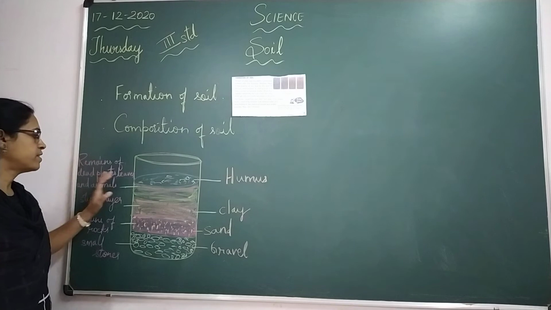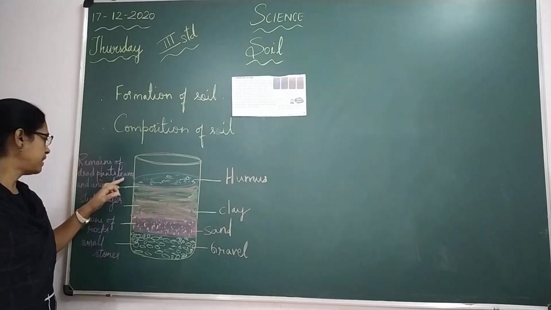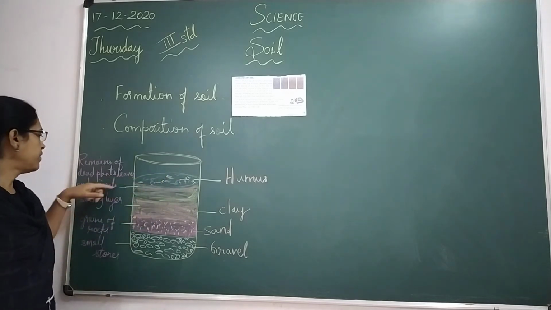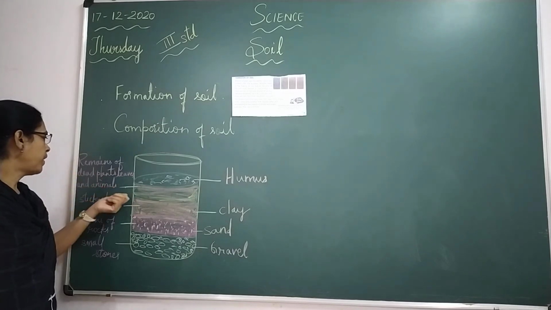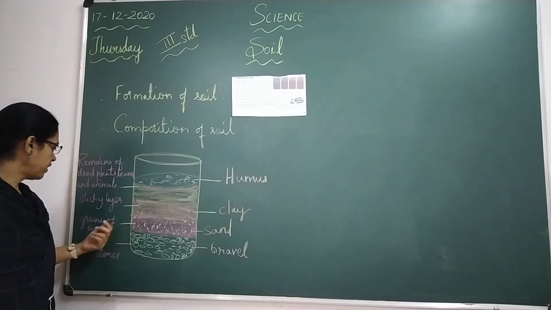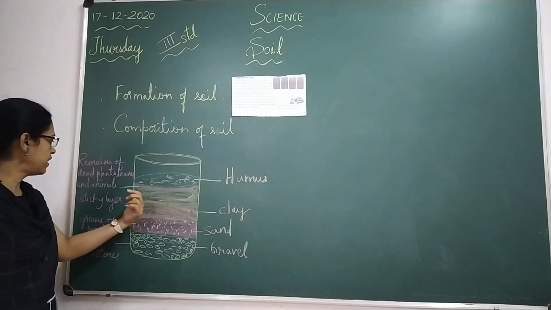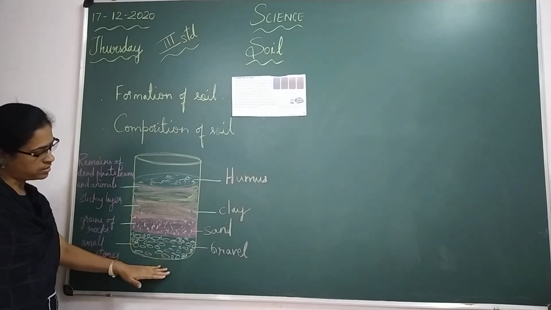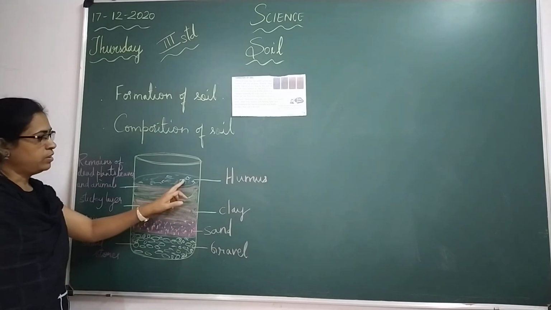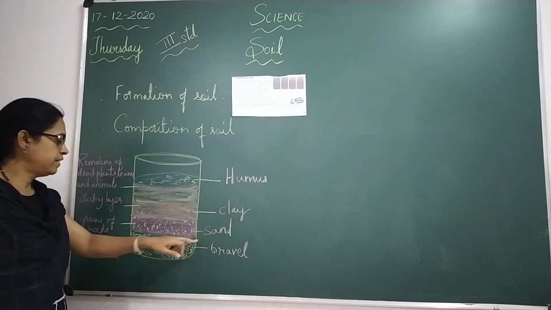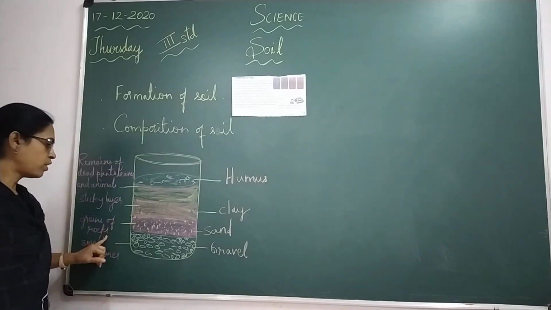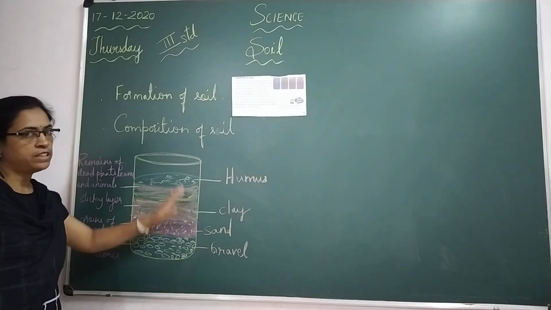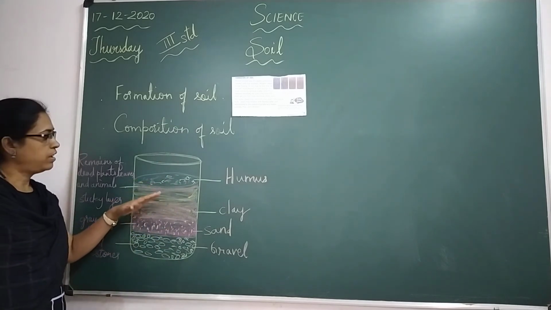In that you can observe the remains of dead plants, leaves and animals, and also a sticky layer. The first layer is the remains, the second layer is the sticky layer, and the third layer is grains of rocks, and small stones settle down in the glass jar. So that is humus, clay, sand and then gravel. Like that you can see the layers there.